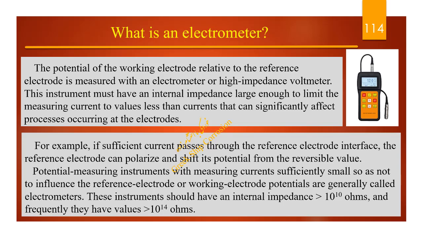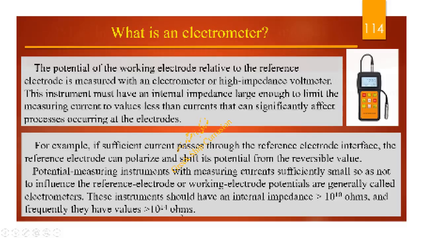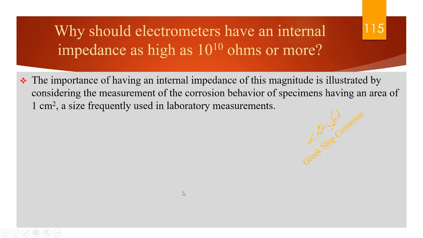Potential measuring instruments with measuring currents sufficiently small so as not to influence the reference electrode or working electrode potentials are generally called electrometers. These instruments should have an internal impedance greater than 10^10 ohms, and frequently they have values greater than 10^14 ohms. Why should electrometers have an internal impedance as high as 10^10 ohms or more?